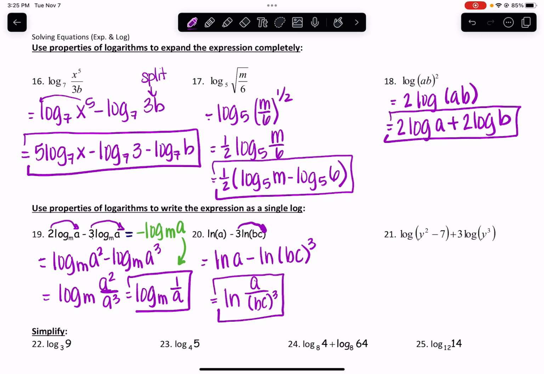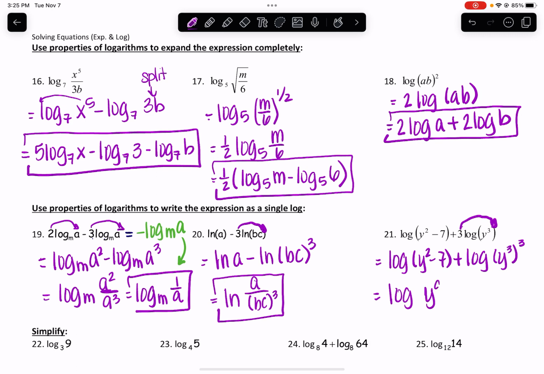21, notice that they are not the same arguments. You cannot do the subtraction or addition like you could in 19. But I could move that 3 up. So I have the log of y squared minus 7 plus the log of y cubed cubed. So this, the plus sign means multiply. So log of, let's see, 3 times 3 is 9. So it's log of y to the 9th times y squared minus 7 in parentheses. And that's the end of that. I do not expect any more simplification on that.